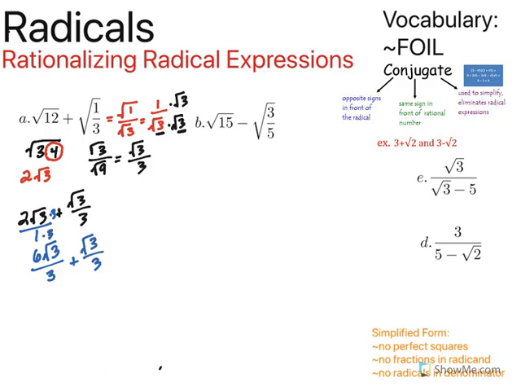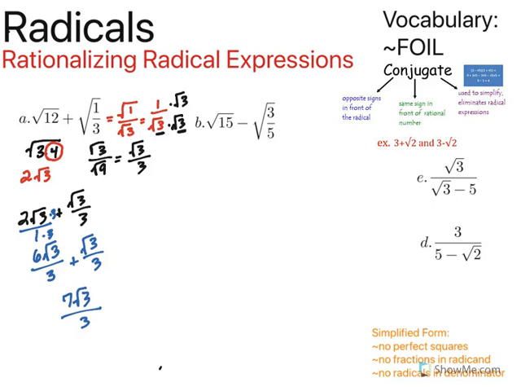When I add the numerators, I'm adding 6 square roots of 3 to 1 square root of 3, which would give me a total of 7 square roots of 3 over 3. And so this would be my simplified expression. Let's look at B. So here we have the square root of 15.